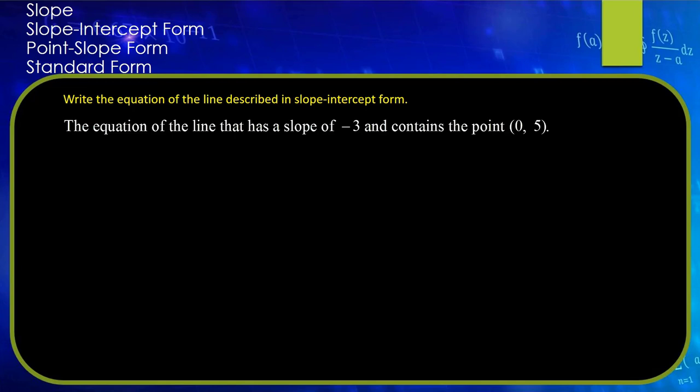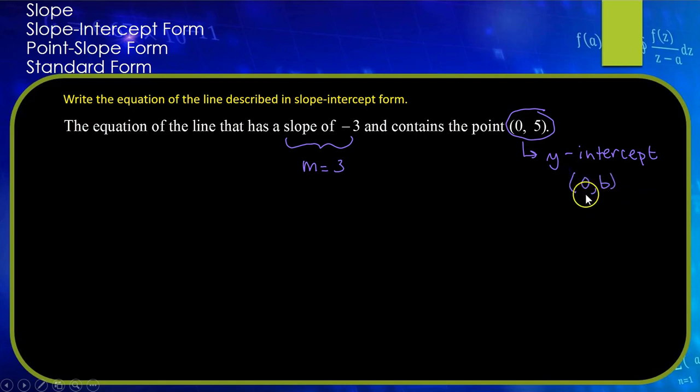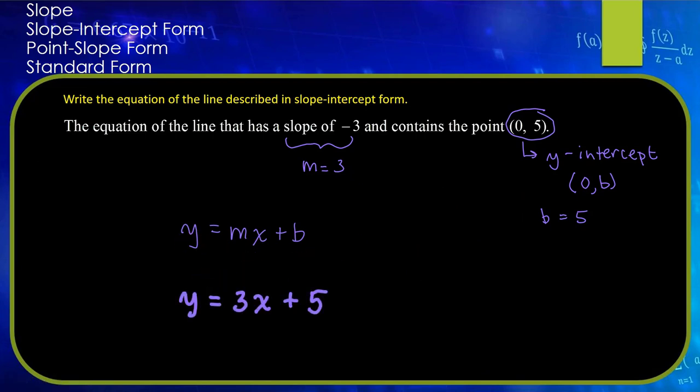This was pretty straightforward because this problem is giving you the slope, so you already know what m is. You don't have to calculate it or anything. And it contains the point (0, 5). Now again, (0, 5) is a y-intercept because it has an x-coordinate of 0. Y-intercepts always have coordinates of the format (0, b). Since this is (0, 5), I know that b equals 5. So with those two pieces of information, it's pretty straightforward to write the equation in slope-intercept form. And that's going to be y equals negative 3x plus 5.